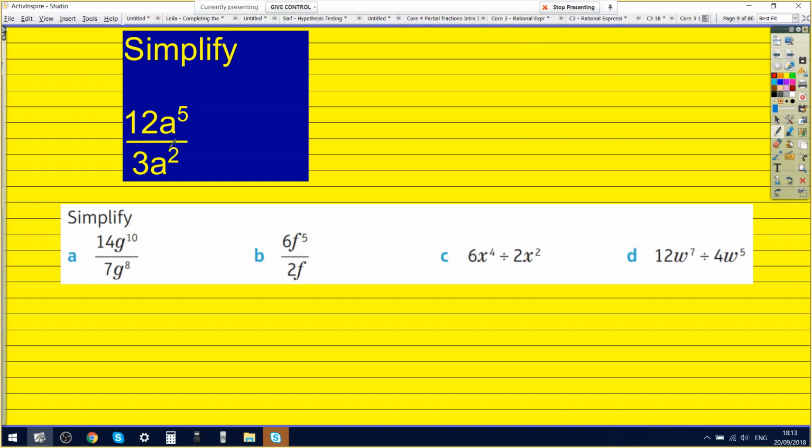Okay, simplify this up here. E to the power of 3. So that's A to the 3. And for normal numbers, you're just dividing it normally. Okay. So what is 12 divided by 3? 4. Well done. Okay, try A down here. 14. 2G2. Brilliant. Try B, tricky one.